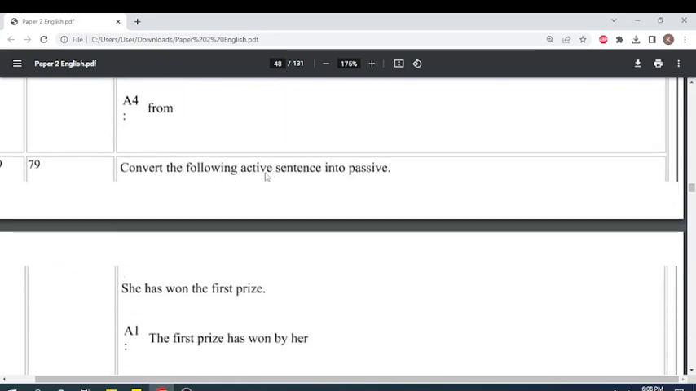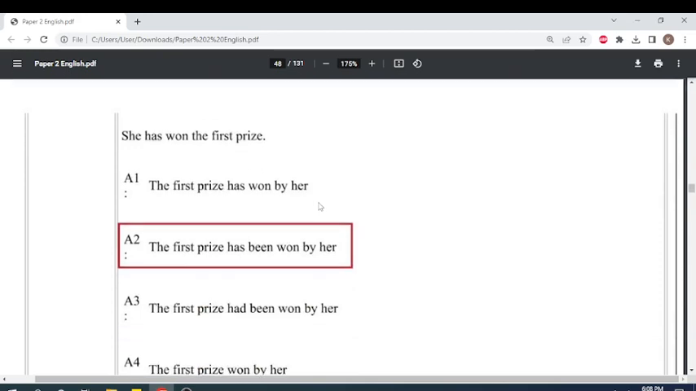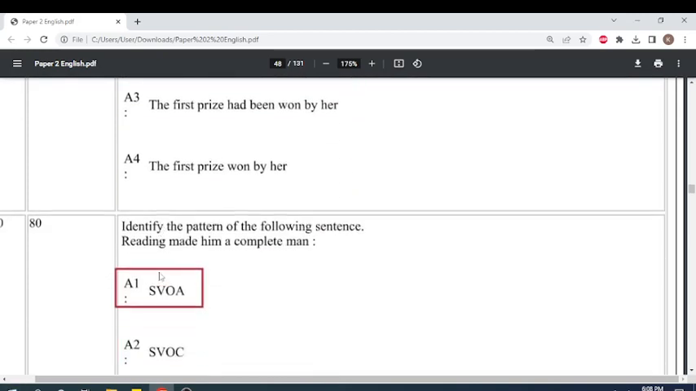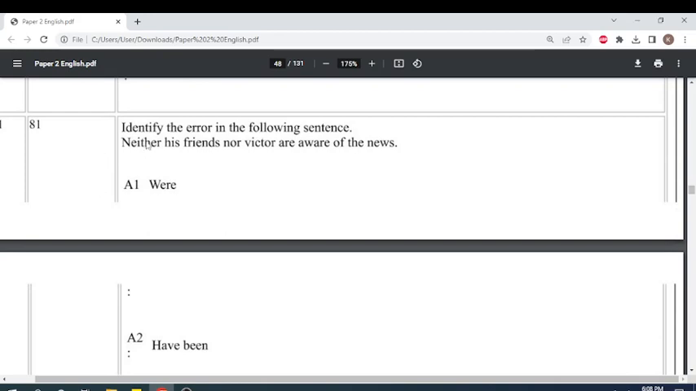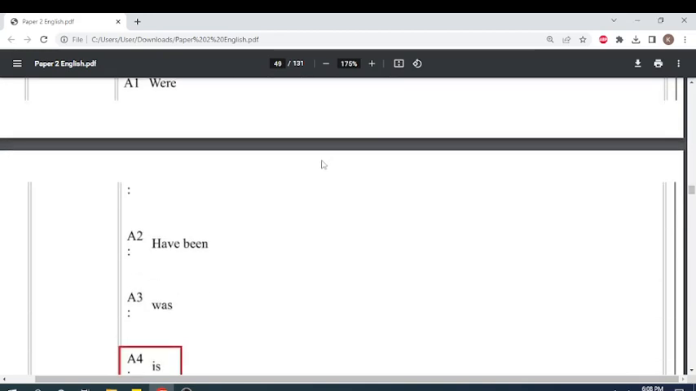79. Convert the following active sentence into passive. Question: she has won the first prize. Answer: the first prize has been won by her. 80. Identify the pattern of the following sentence. Reading made him a complete man. Answer A1, SVOA. 81. Identify the error in the following sentence. Neither his friends nor Victor are aware of the news. Answer A4, is.